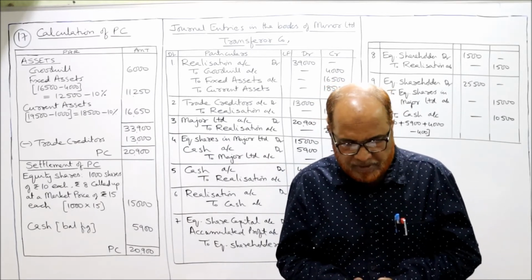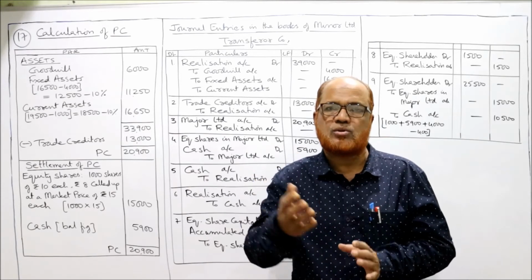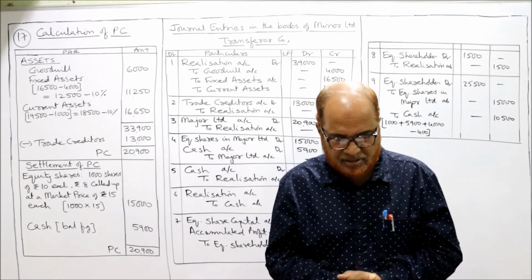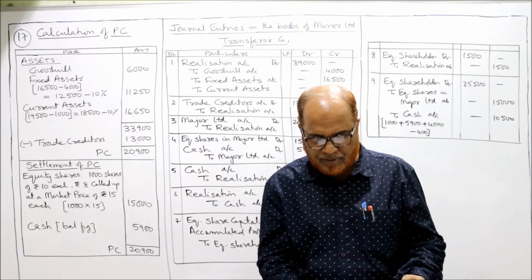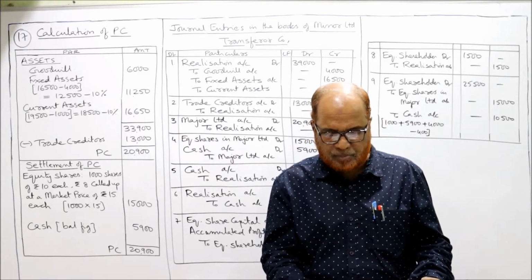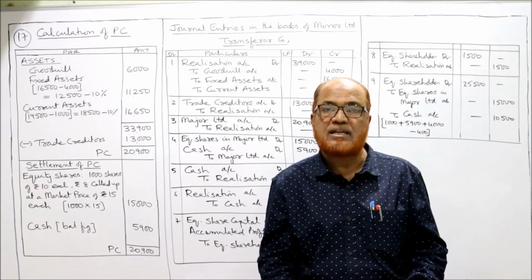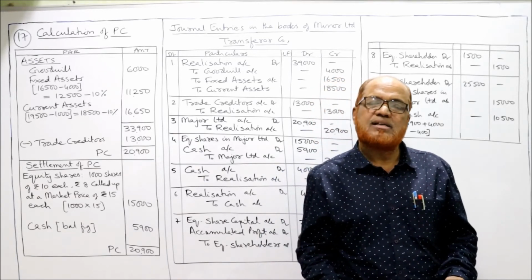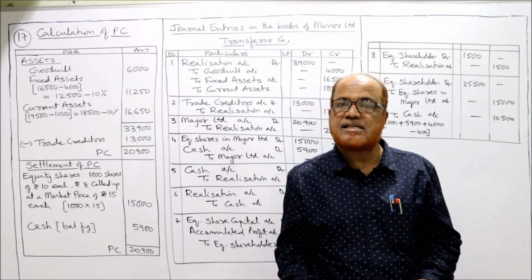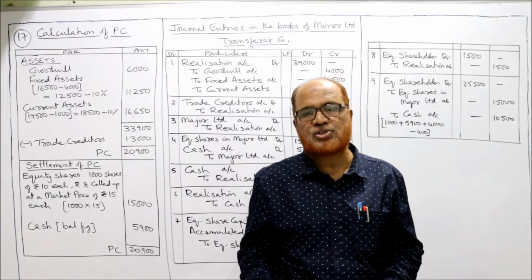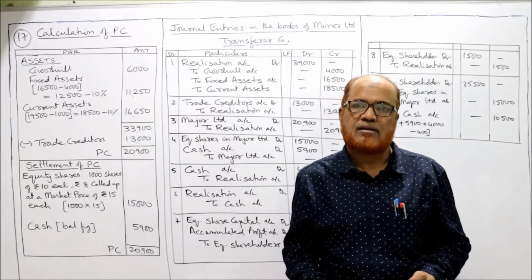And to pay rupees 6,000 for goodwill. For goodwill, an amount of 6,000 rupees will be paid by Major Limited. And the purchase consideration was to be settled by the allotment of 1,000 shares of rupees 10 each, 8 rupees called up, at a market price of 15 each, and the balance in cash. Whenever it is given balance in cash, that means we have to apply the net assets method to calculate purchase consideration, because one of the items is missing, cash is missing.